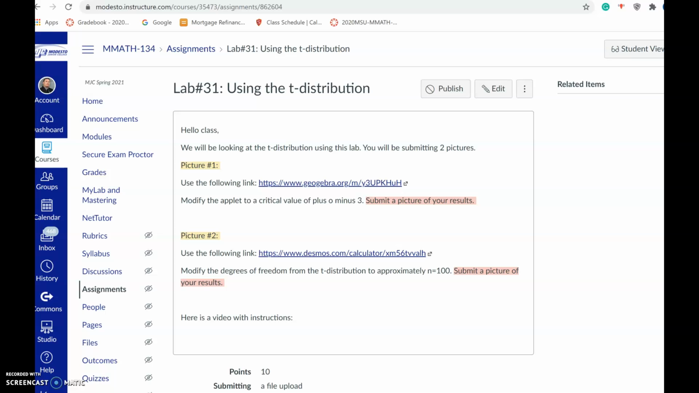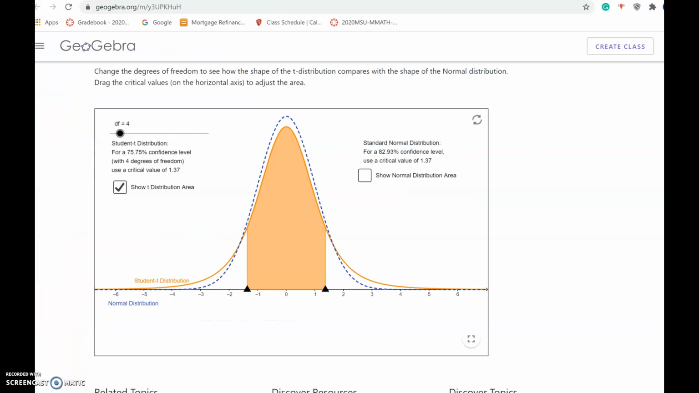Hi class, this lab is going to give us a picture representation of the t-distribution. So you're going to be submitting two pictures. Let me walk you through the first one. So please open this link, which is going to take you here.